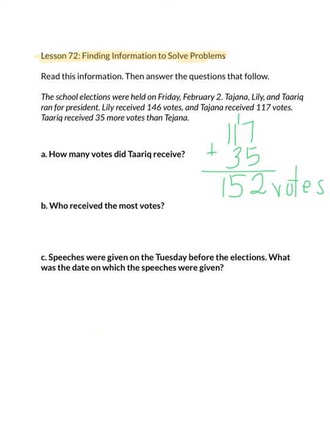Okay. Question B. Who out of those three candidates received the most votes? Now we know that Lily received 146 votes, Tahana received 117 votes, and Tyreek now received 152 votes. The candidate that received the most votes is Tyreek. Yay! Congratulations.